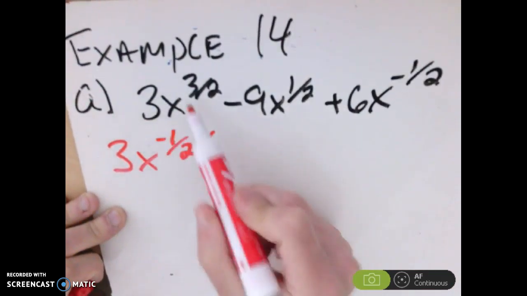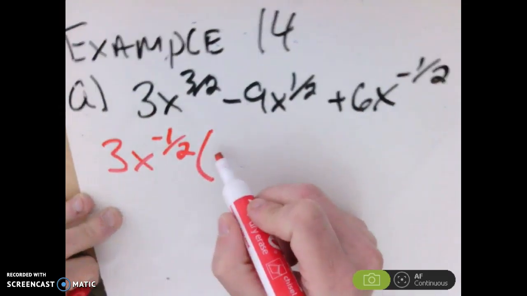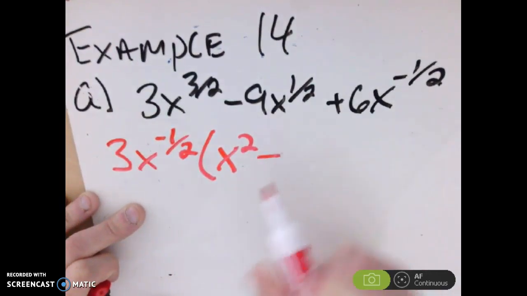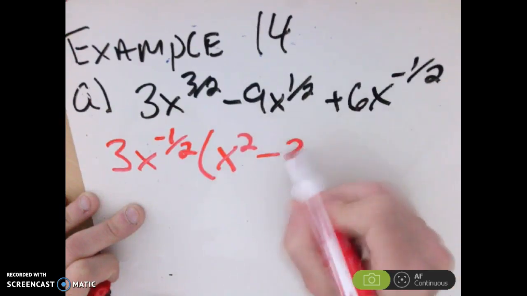So if I take out a negative 1/2, that's really, I'm going to be adding a half to this. So I really have x squared minus, if I take a 3 out of 9, I get a 3.